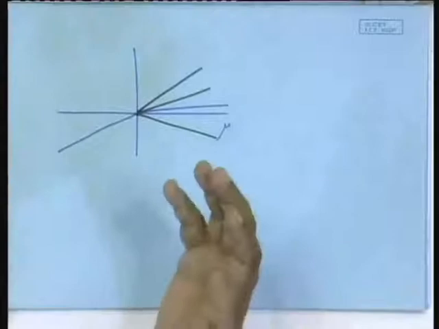So, what does it mean? It means that ultimately when these basins of attraction move away from each other, the state point will be in either of the basins, but there is absolutely no guarantee which one it will be.